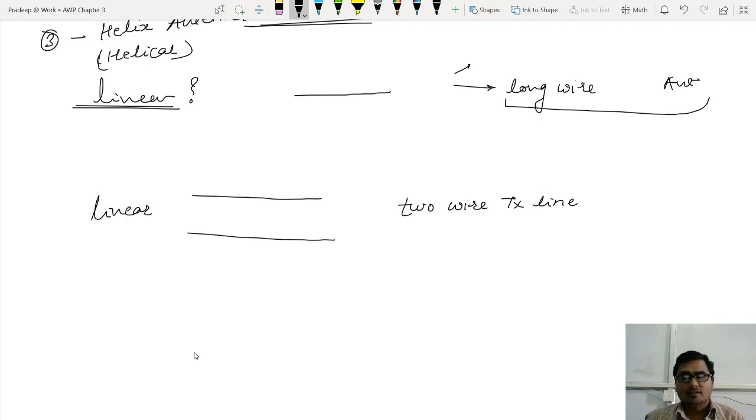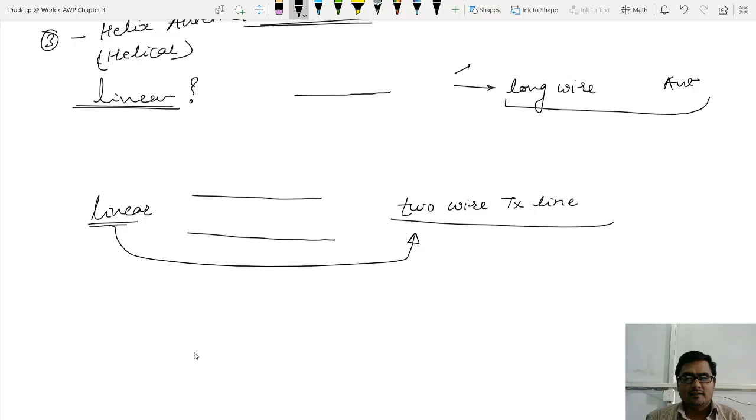Yes, it's a two-wire transmission line. Clearly means what? Linear antenna. Both are the same. Every two-wire transmission line is a linear antenna. Here in a long wire antenna, what did we have? We had only a single wire. Only a single wire is there, but here two wires are there, so that's why those are called linear.